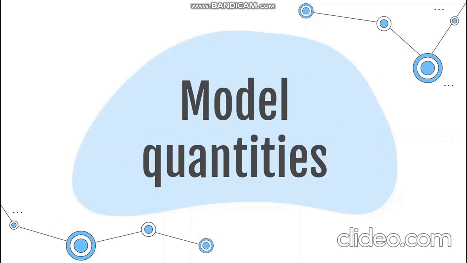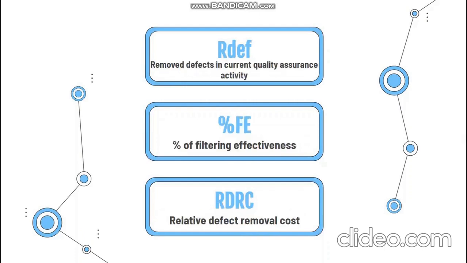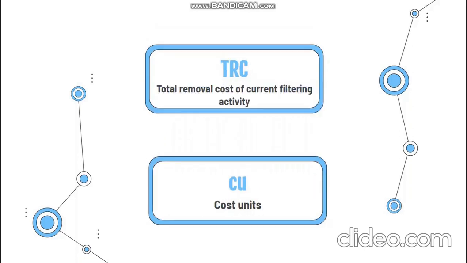I would like to also mention model parameters as well, so we can interpret the tables better. So we have model quantities. We have phase originated defects. We have incoming defects from current development phase and former software quality assurance activities. We have past defects to next quality assurance activity. We have removed defects in current quality assurance activity. We have a percentage of filtering effectiveness, and we have a relative defect removal cost, along with the total removal cost of current filtering activity and cost units.